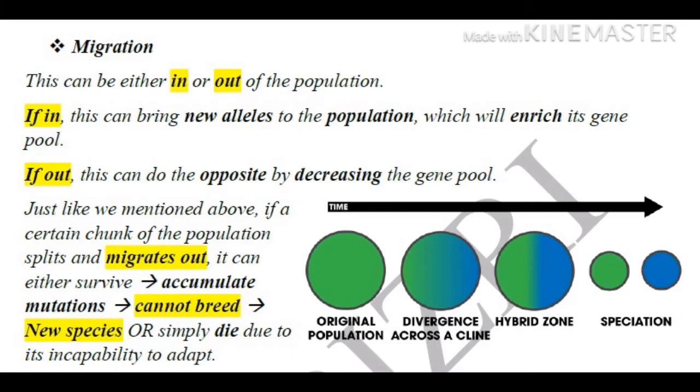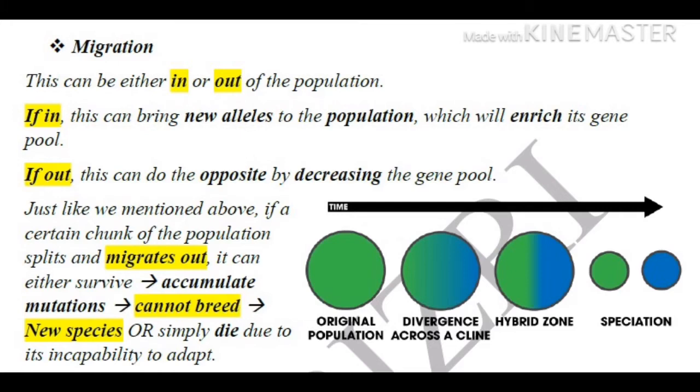Next, if out of the population, this is going to do the opposite by decreasing the gene pool. Also, this can be positive or negative, but for the most part, it is going to be negative, because we are going to be losing a chunk of our gene pool. Next, just like we mentioned before, if a certain chunk of the population migrates out.